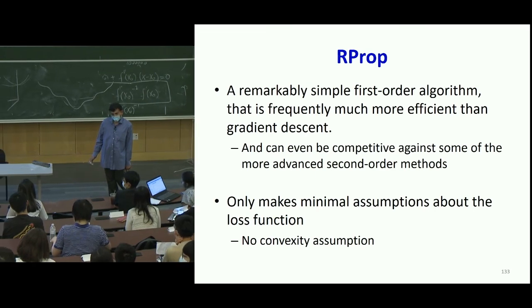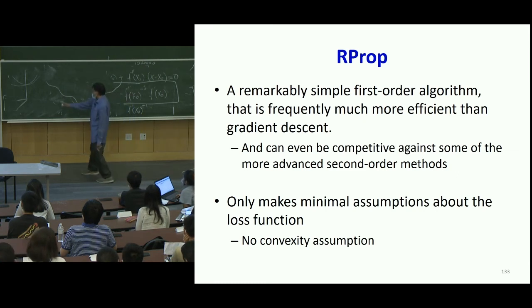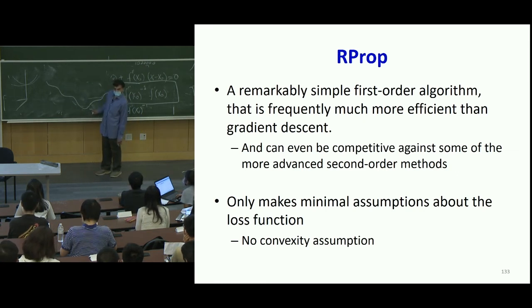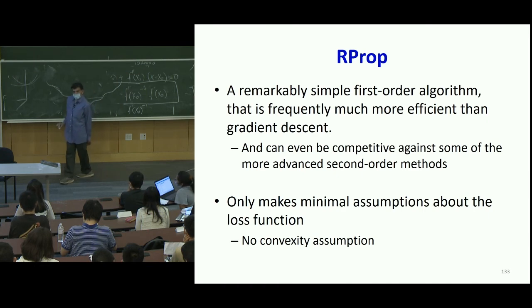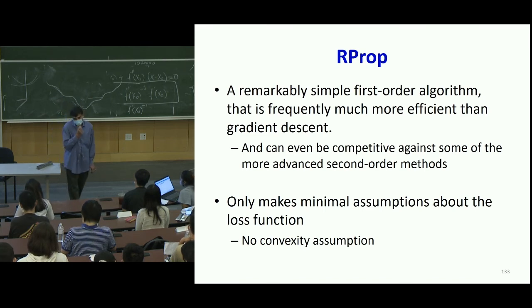You mean the function doesn't have a very deep valley? It could be. That's not the point. The point is that as you approach the minimum, the sign of the derivative doesn't change. That's all you're assuming. This is not a convex function, right? If I just connect these two points, it's going below the function. So you're not making convexity assumptions. It's more general than that.